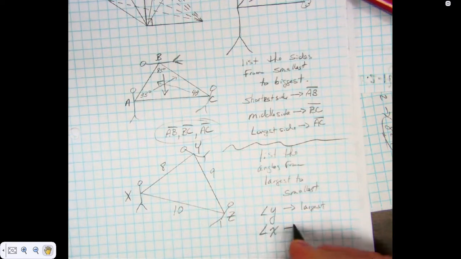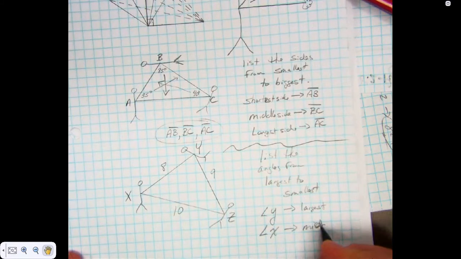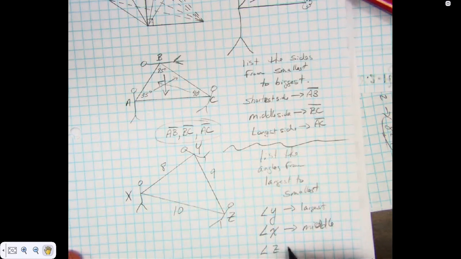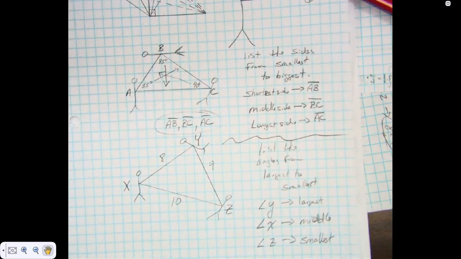What would be the next one down? Angle X would be your one in the middle. Once you get this, it's really easy, but it could be confusing to you. And what's the smallest? Isn't that a pretty easy concept? Just getting that written down, and then we'll do a couple of problems from the worksheet.